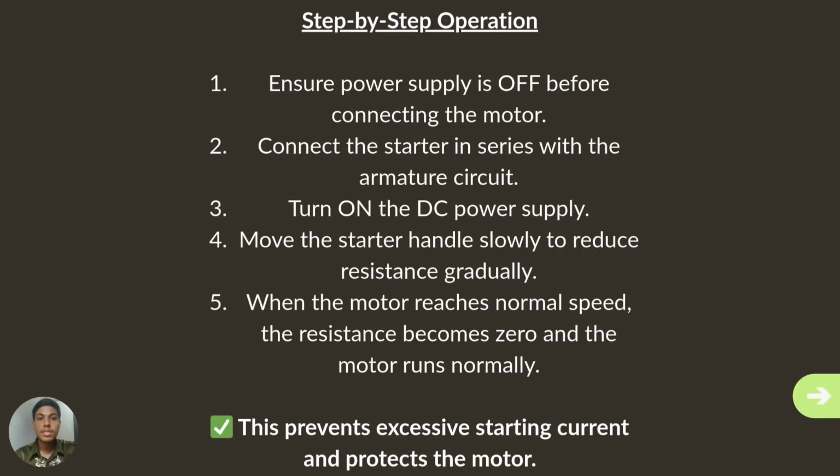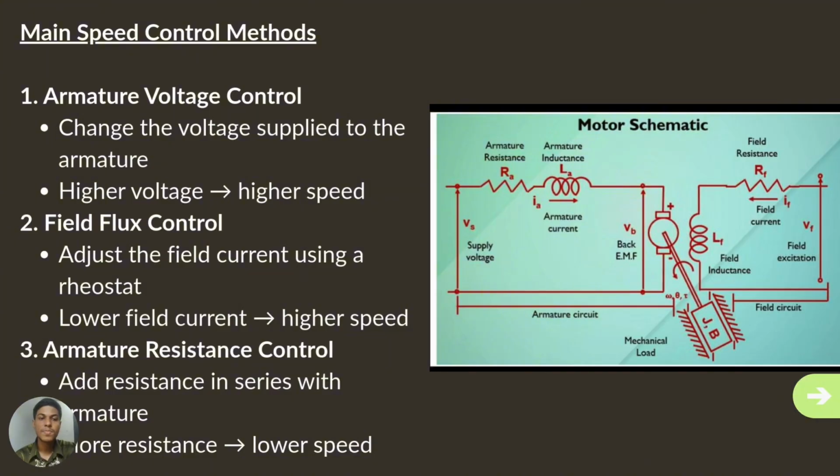Next is step-by-step operation. First, ensure power supply is off before connecting the motor. After that, connect the starter in series with the armature circuit. After that, turn on the DC power supply and then move the starter handle slowly to reduce resistance gradually. When the motor reaches normal speed, the resistance becomes zero and the motor runs normally. This prevents excessive starting current and protects the motor.